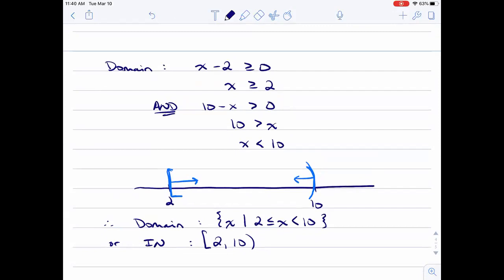Any questions about those? So you can add that third criteria to your roster that, okay, we can't divide by 0, we can't take the square root of a negative number, and I can't take the log of anything less than 0, right? Which includes 0.